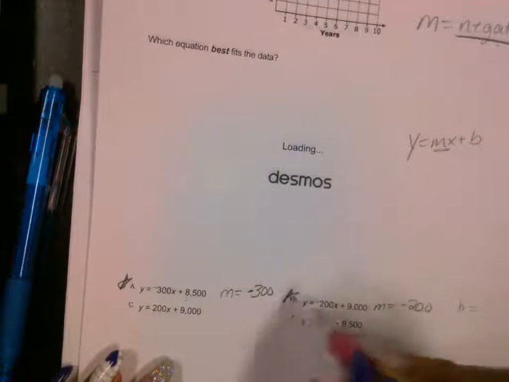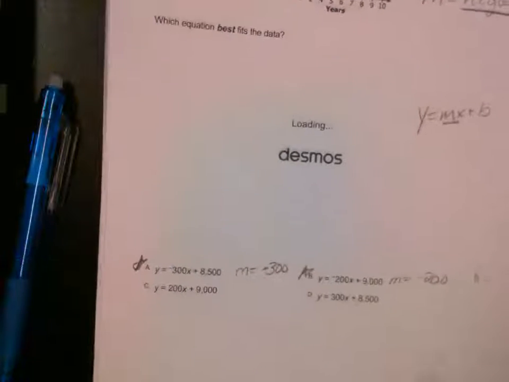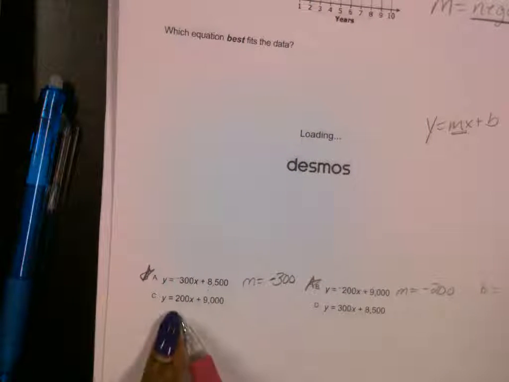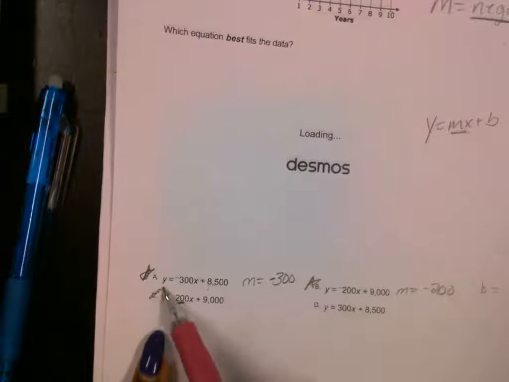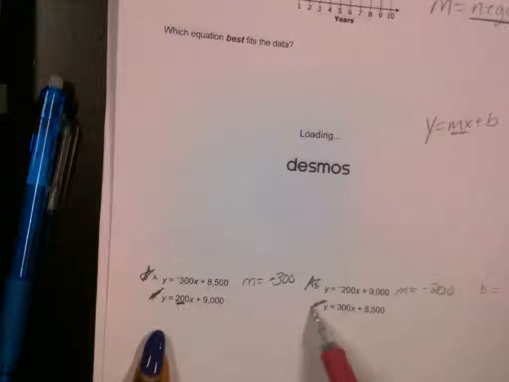This is a good answer too. Okay. So we have to figure out which one of those would be the best. All right. So now let's look at this. This is positive slope, so it's not this one. And this is positive slope, so it's not this one.